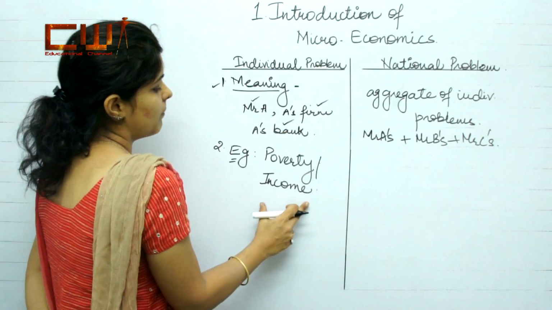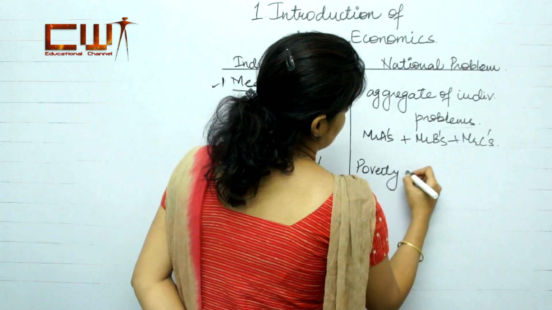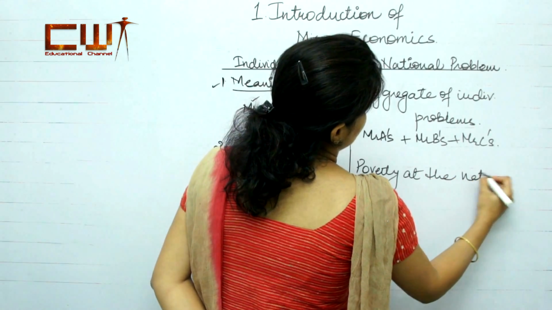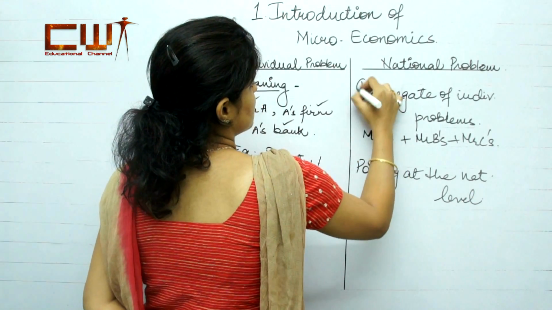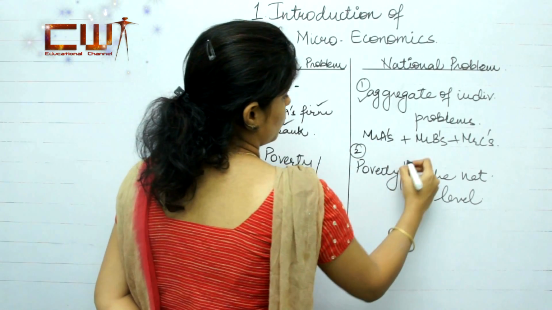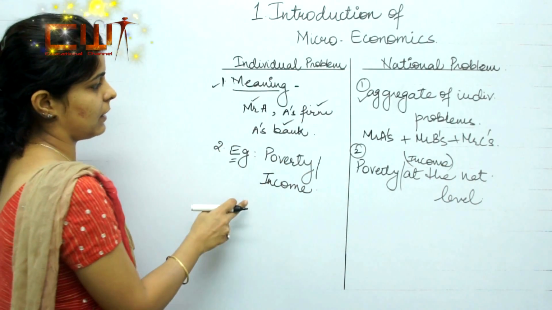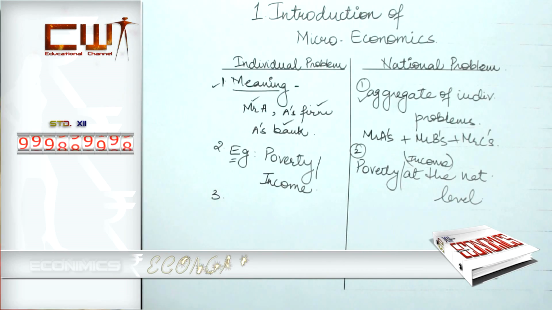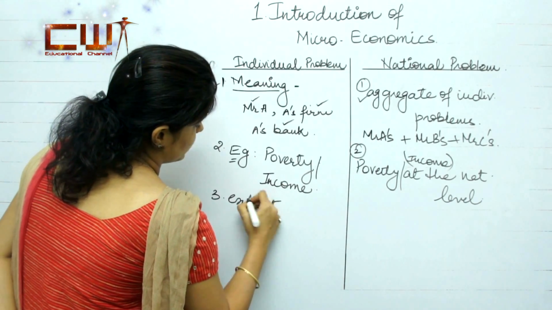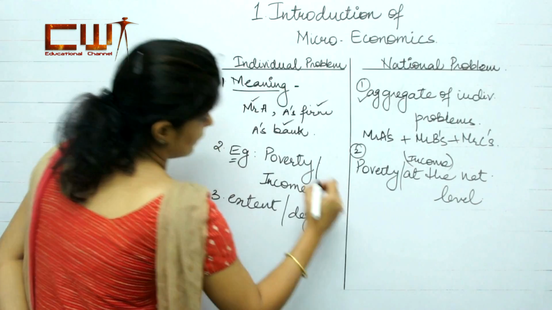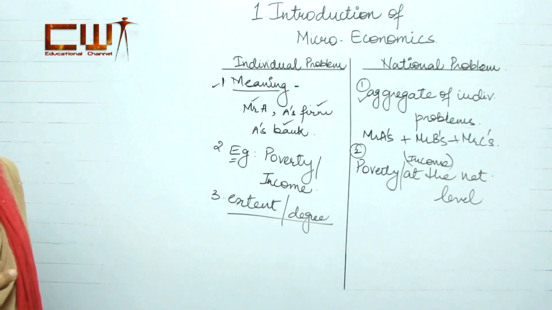Here you are studying the individual problems of A, B and C. But if you talk about a national problem, that means poverty at the country level, at the national level, or you can say income at the national level. What is national income? That is the aggregate of all the incomes of the individuals. Next that can be studied is degree, or extent, the extent of the problem. The degree of the problem of the individual units is very small.